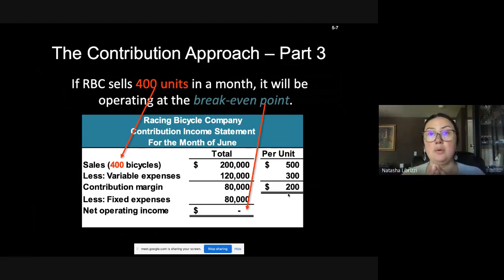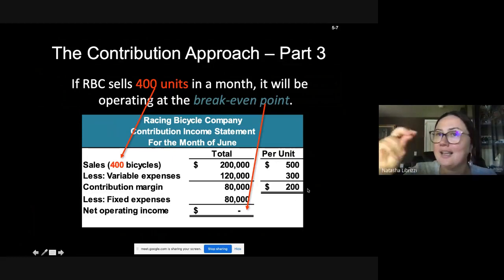It's like, at what point do you break even? We obviously try not to spend more than we earn in order for us not to be in the negative. So anything below 400, we're going to have a negative operating income, and everything above would be net operating income. So when I sell my 401st bike, my net operating income is going to be $200. So after that, it's click, click, click.